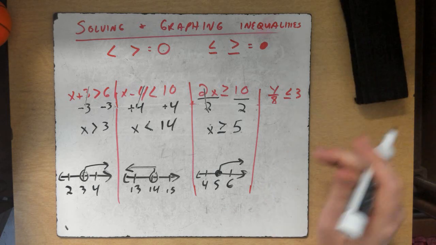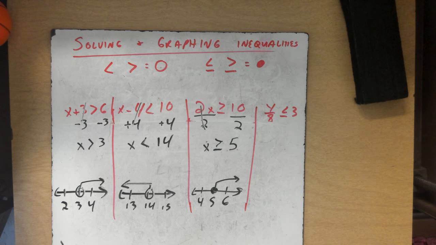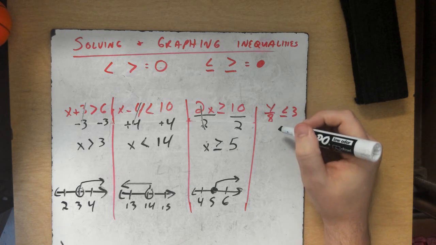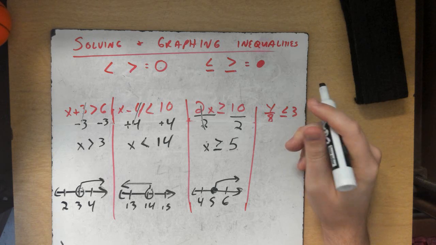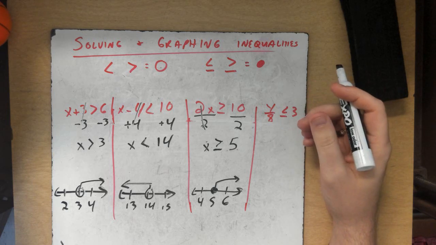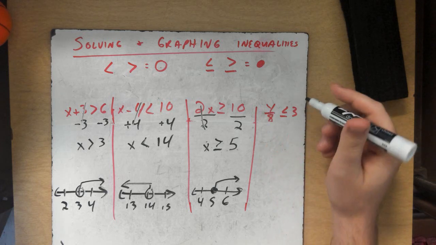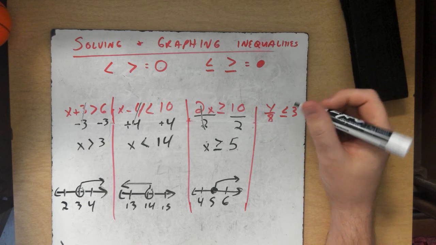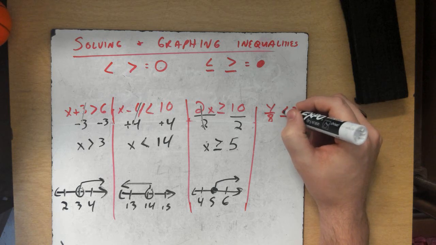Last but not least, y over 8 is less than or equal to 3. When you see this, don't think of it as a fraction. I know what everyone wants to do, look at it as a fraction and freak out. Okay, it's not a fraction. It's a division problem. Think of it as a division problem. That's all the little bar in the middle means. It's division. Even in fractions it means division. So we have y divided by 8 is less than or equal to 3.